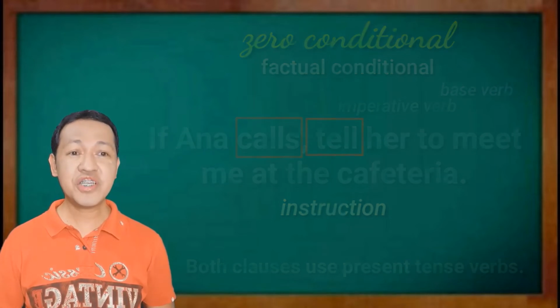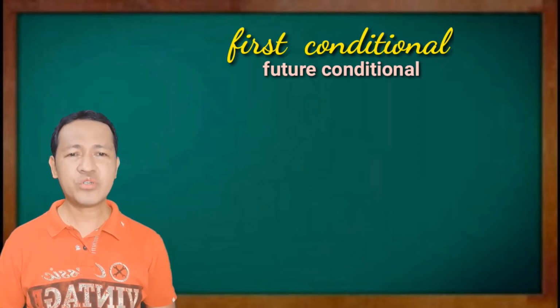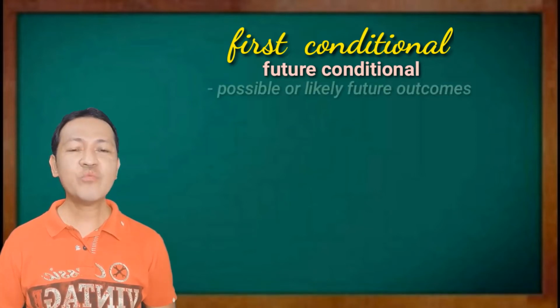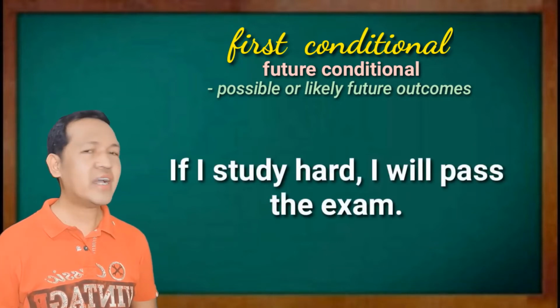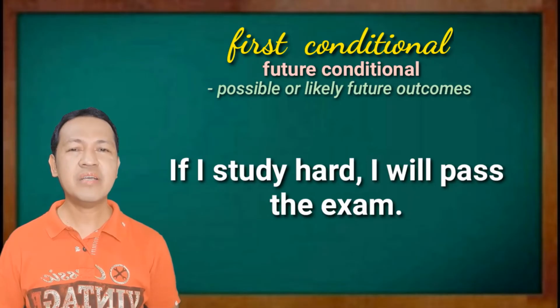Now we have the first conditional, which is also called future conditional because it's used to talk about things that are possible or likely to happen now or in the future if we do something. In other words, first conditional is used to talk about possible or likely future outcomes. If I study hard, I will pass the exam. We all know that hard work pays off, so passing an exam is the likely result of studying hard.